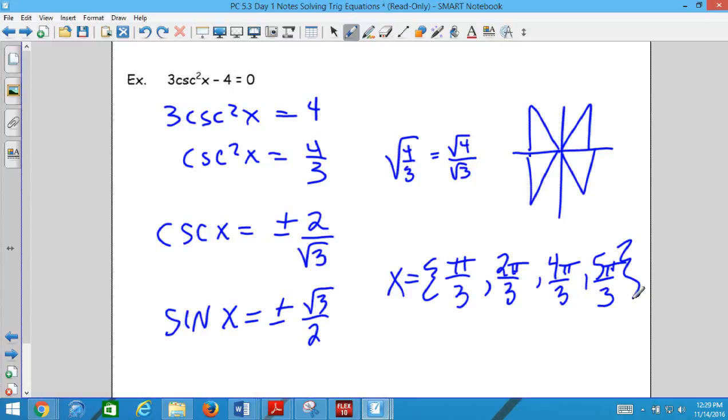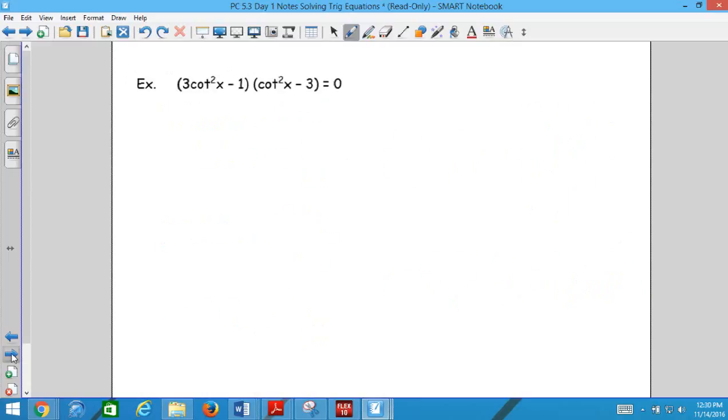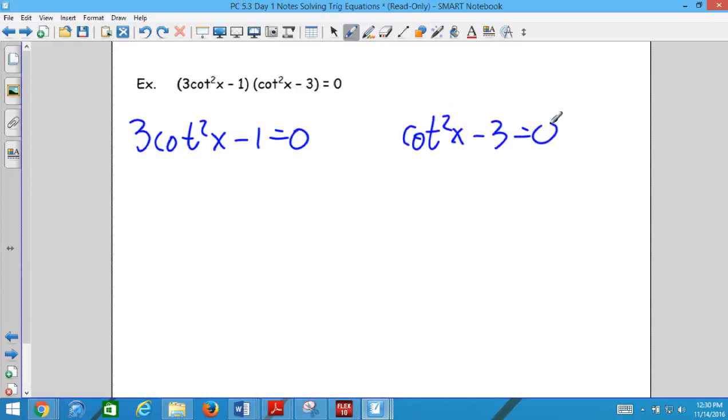Last example. So this one is something that has already been factored. You don't want to FOIL it because you're going to make it more complicated. It's already in factor form. We're going to set each factor equal to 0. So you're going to have 3 cotangent squared x minus 1 equals 0. You're also going to have cotangent squared x minus 3 equals 0. And solve each one of these.